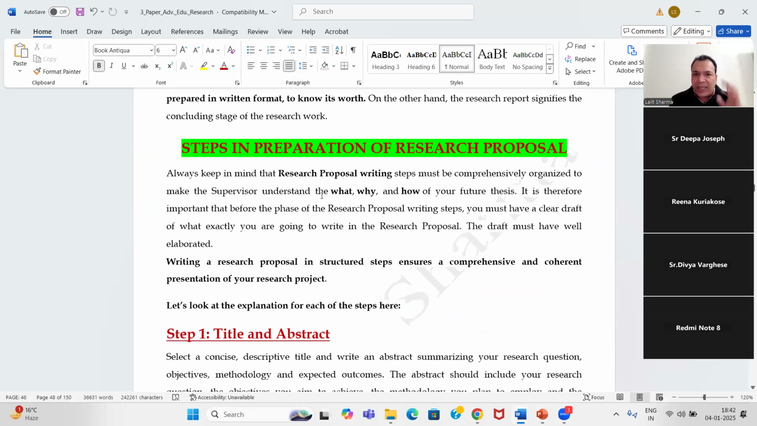Okay, because in the question it is asked: the steps in the preparation of a research proposal. Tell me the steps. Guys, we have already done this.